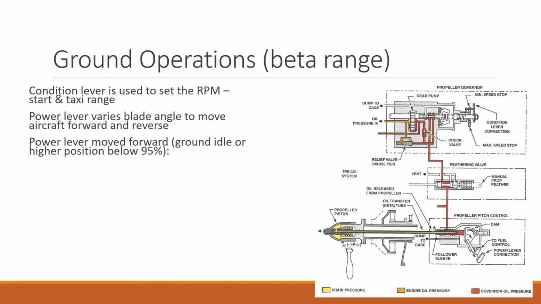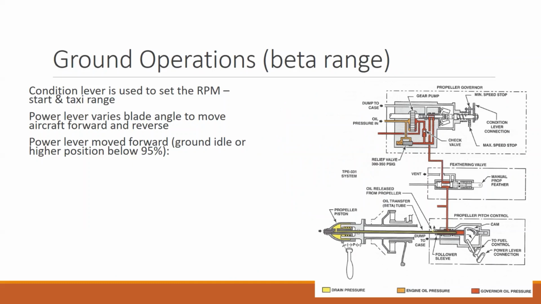And as it does that, what's going to happen to the RPM? We've pushed our power lever forward. In this case, all it's really doing is moving the sleeve, causing the beta tube to move. What's going to happen to the RPM of the prop and the engine as we do that? We're going to a higher blade angle. What happens to RPM? It starts to drop.